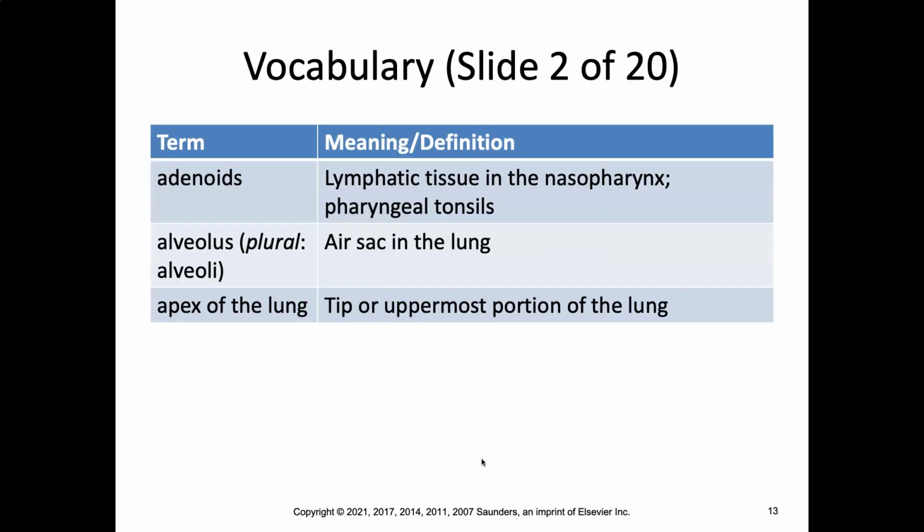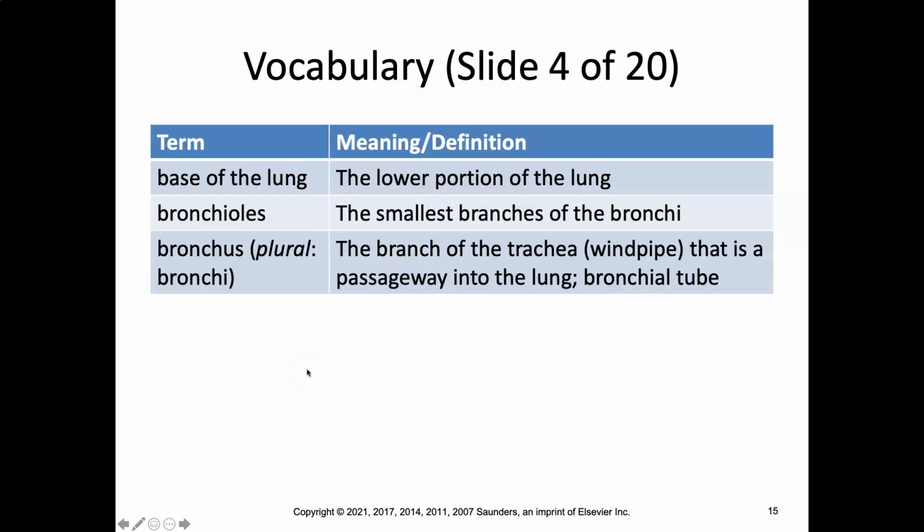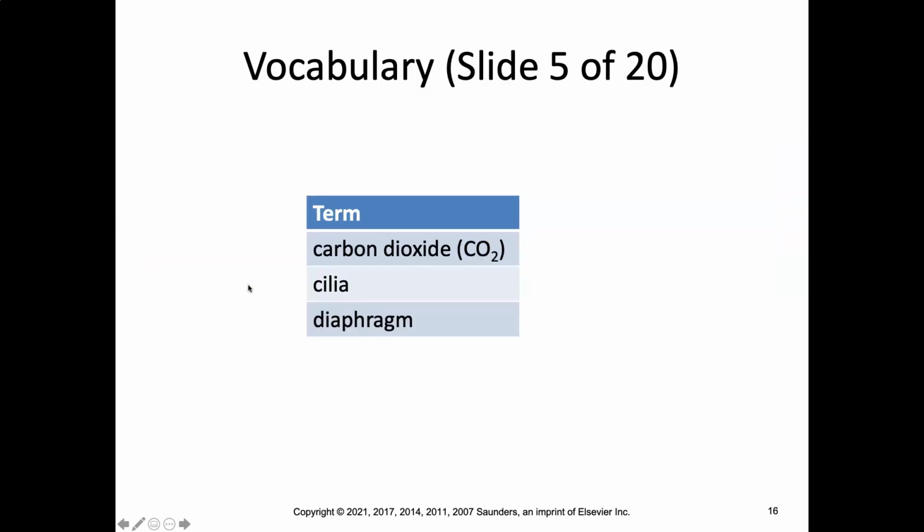All right, so vocabulary, we have adenoids, alveolus and alveoli. Notice the difference between the singular and the plural there. Apex of the lung, base of the lung, bronchioles, bronchus and bronchi. So again, notice the difference.